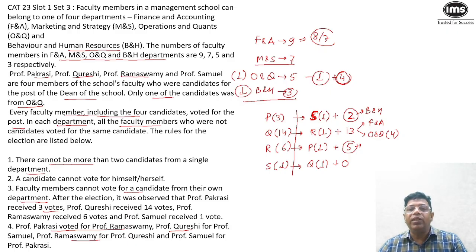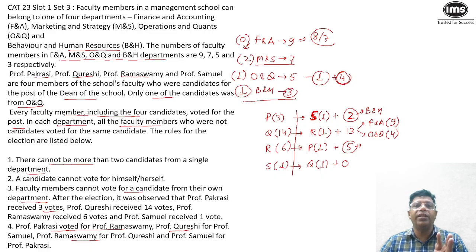In that case, if this value is to be 13, then all 9 candidates of FNDA will vote for it. So it clearly means there is no professor of FNDA who is contesting the election. In that case, 2 professors from MNDES are contesting the election. So now we know that from FNDA, no professor is contesting the election. From MNDES, 2 professors are contesting.